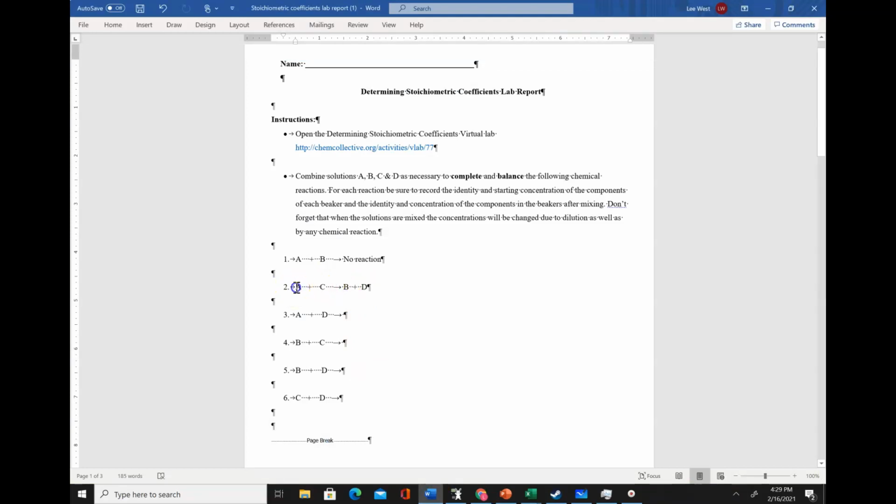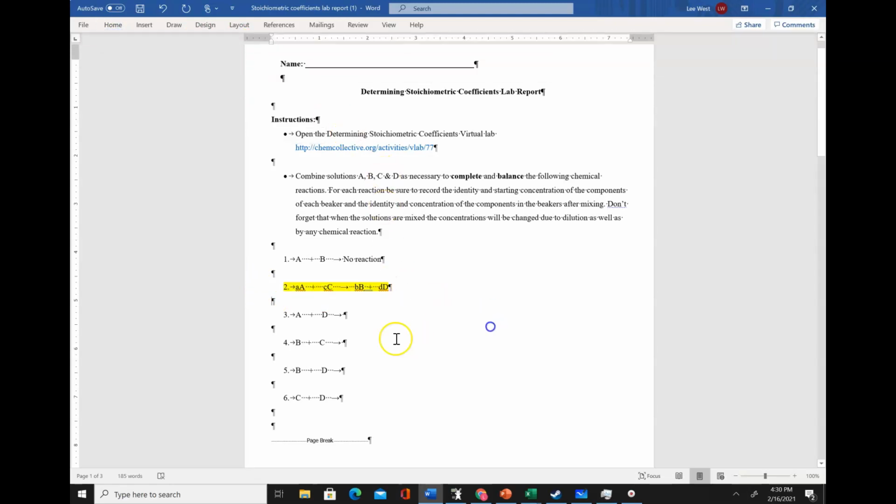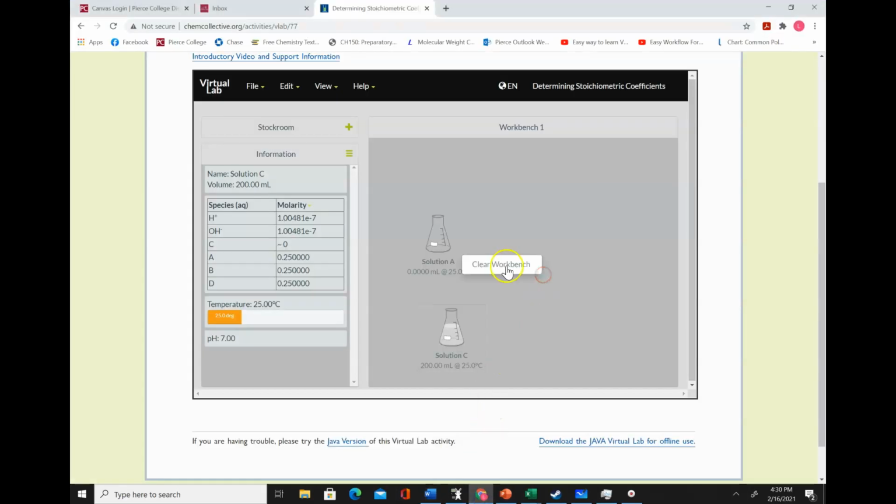Now, what's important is I need to go back and figure out what the coefficients are. So I'm going to get A moles of A will react with C moles of C to produce B moles of B and D moles of D. And I'm going to have to go back there and figure out what those coefficients are. And so then I'll go on to the next one, which is going to be A and D.